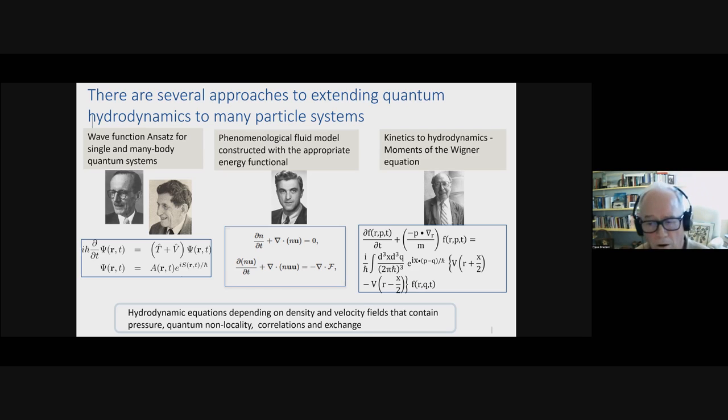So this is just a single particle Wigner equation with a non-locality, but you need to extend this Wigner equation to many particle systems and take moments. And you can do that with second quantization. I have a whole other talk on that, but you can then extend the Wigner approach to include many particle systems. So all of these lead to a set of hydrodynamic equations depending on density and velocity fields that contain some sort of pressure term. It could be a Thomas Fermi pressure, quantum non-locality, correlations, and exchange forces.